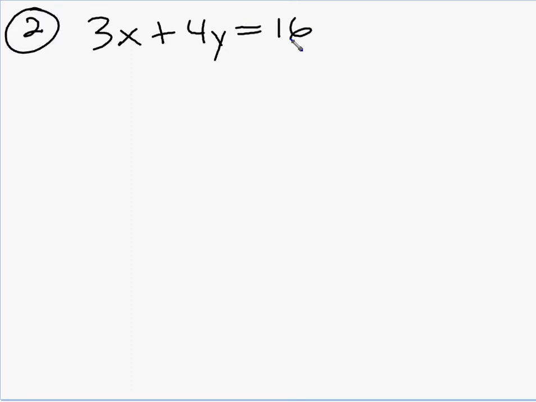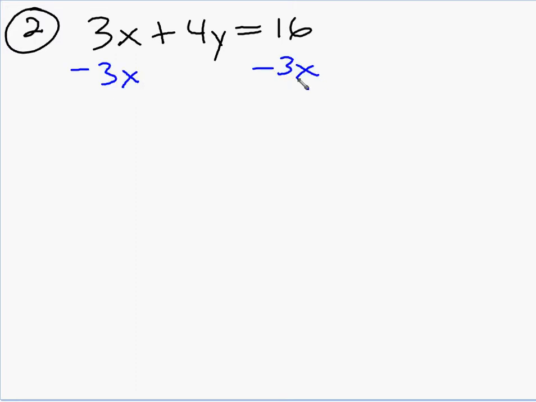3x plus 4y equals 16. What do we have to do first? Somebody knows. Tell me. And if we're subtracting 3x, we need to solve it for y. That's what we're trying to do. So we're going to solve this thing for y first.